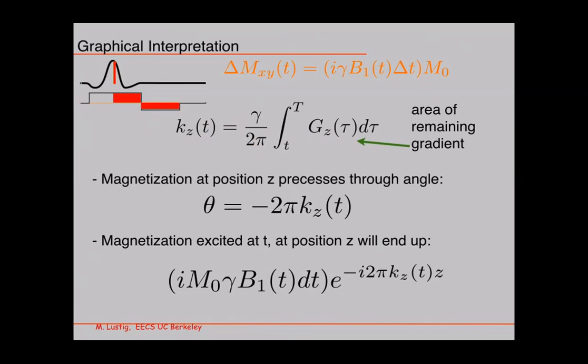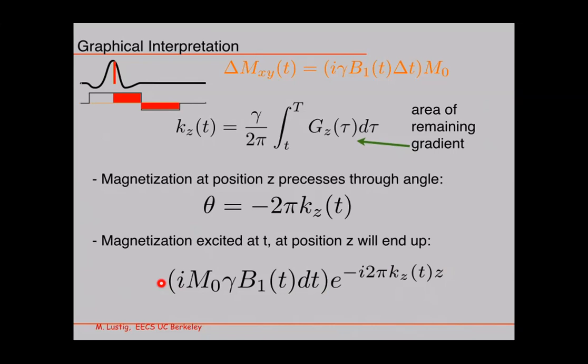Now, magnetization at position z will precess through this angle, minus 2 pi kz of t. Whatever kz is, it will precess and have a rotation theta that is proportional to kz. So magnetization that was excited at time t at position z will end up having a certain amount of phase. That's how much phase is going to accrue. Each of those small excitations creates spins with that phase.